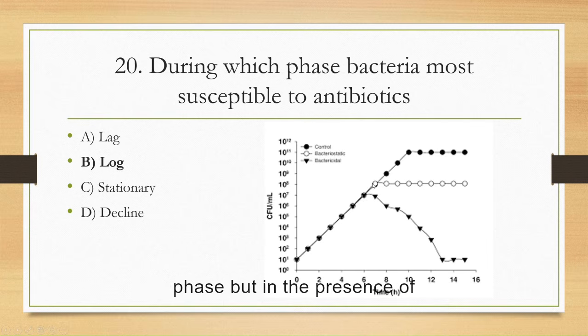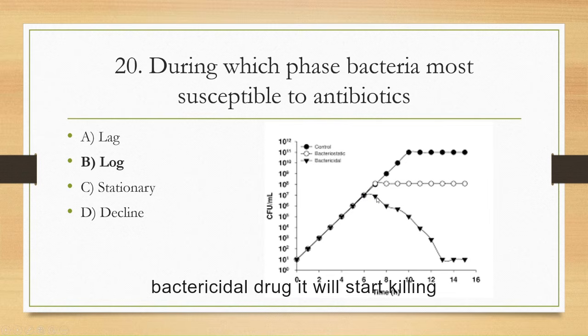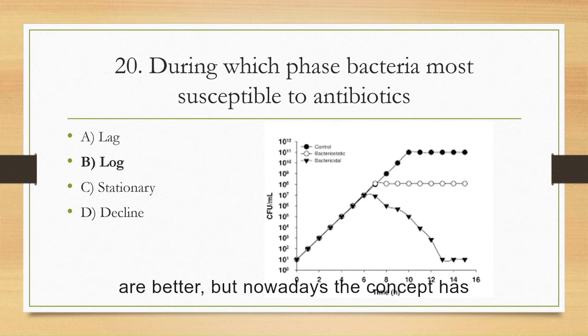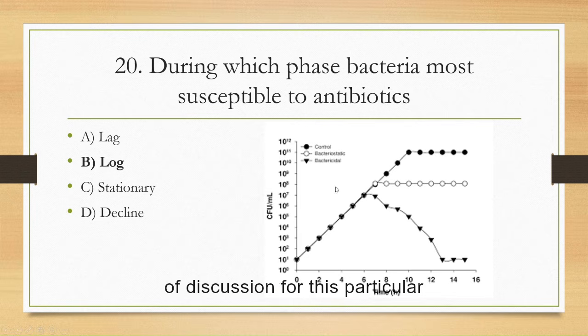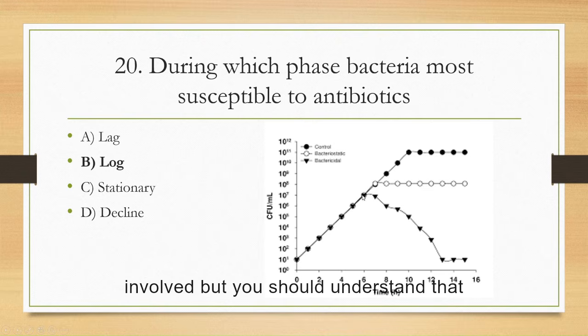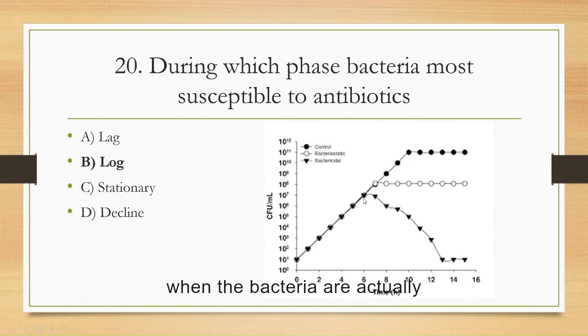When a bacteriostatic drug is added, the colony count will stay as it is. It will not increase. But when you have a bactericidal drug, it will start killing the bacteria, and the counts will start decreasing drastically. So that is why generally it is said bactericidal drugs are better. But nowadays the concept has changed a little, again beyond the scope of discussion for this particular platform. There are a lot of pharmacokinetics and pharmacodynamics involved, but you should understand that bactericidal drugs work best when the bacteria are actually multiplying, and that is in the log phase.